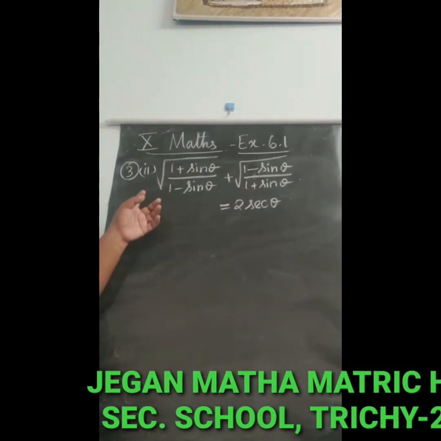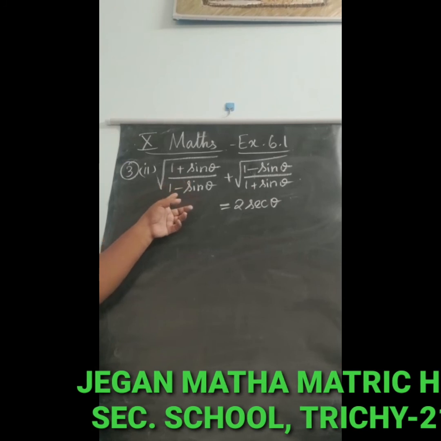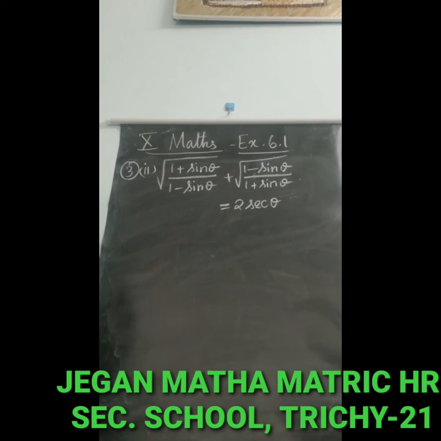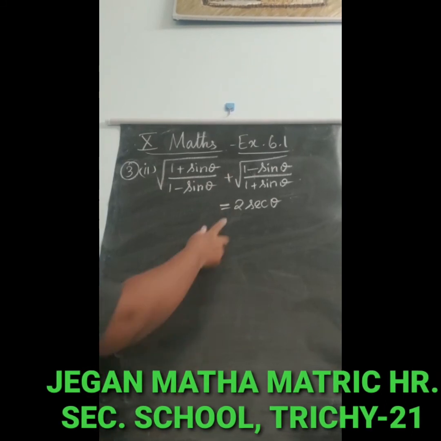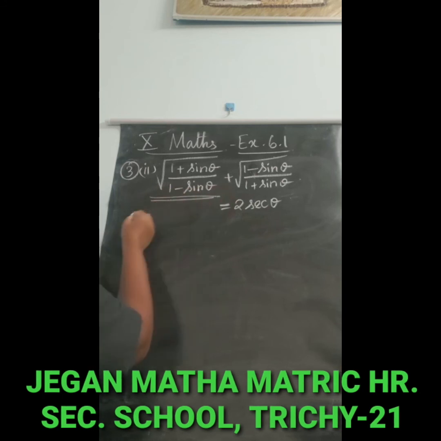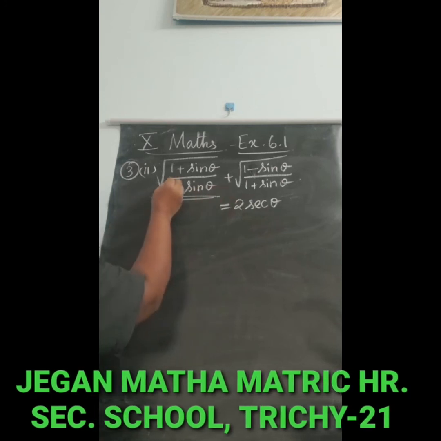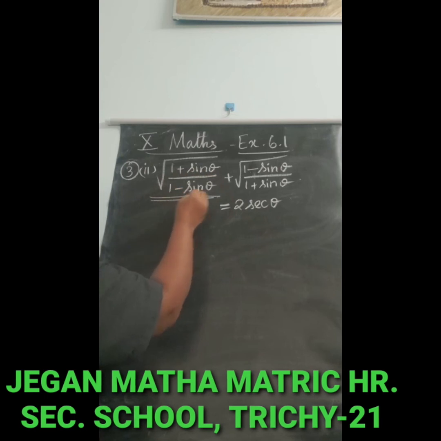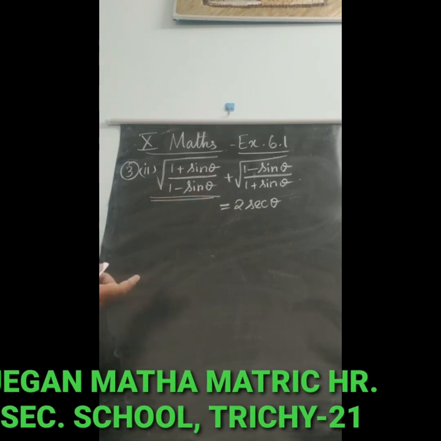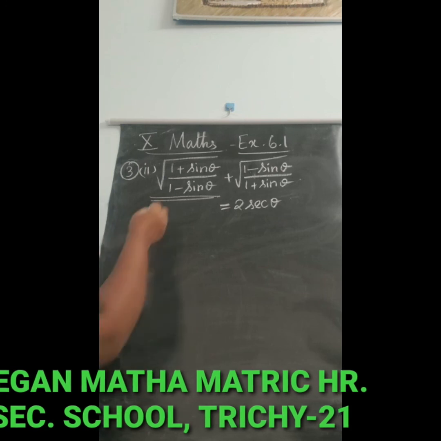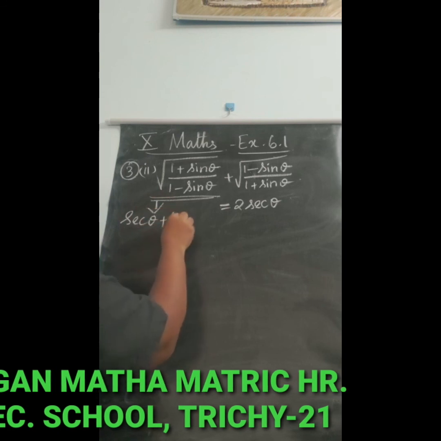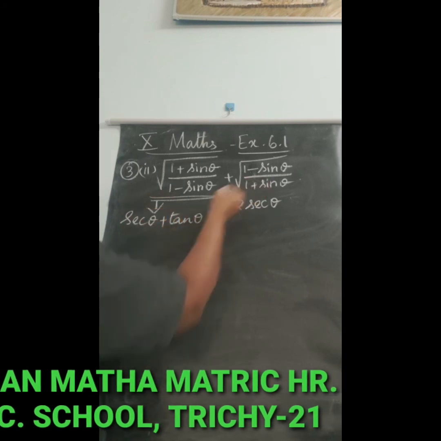The next sum is root of 1 plus sin theta divided by 1 minus sin theta, plus root of 1 minus sin theta divided by 1 plus sin theta, is equal to 2 secant theta. So for this one, already in the previous sum we found out what is the answer for root of 1 plus sin theta divided by 1 minus sin theta. We have already learnt in the previous sum. So instead of this you have to write secant theta plus tan theta. We already found out. So let us see this one.